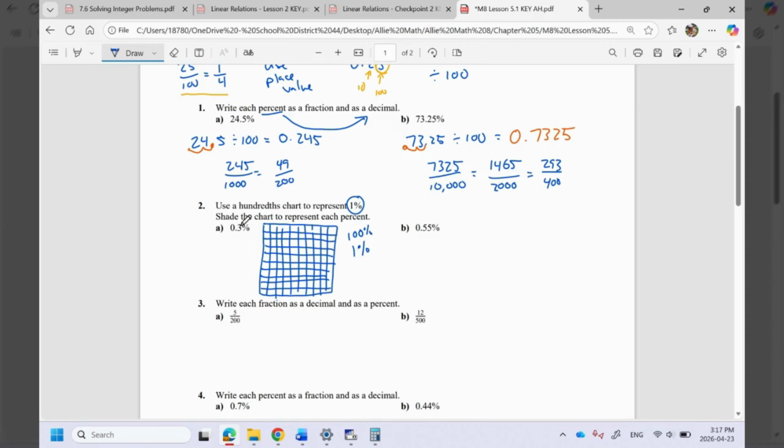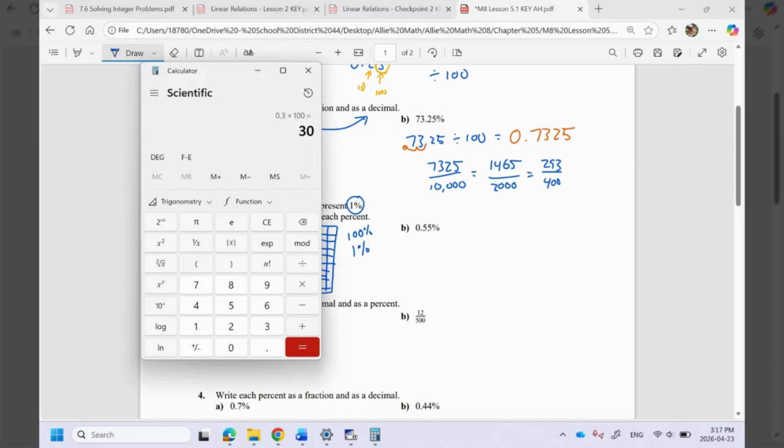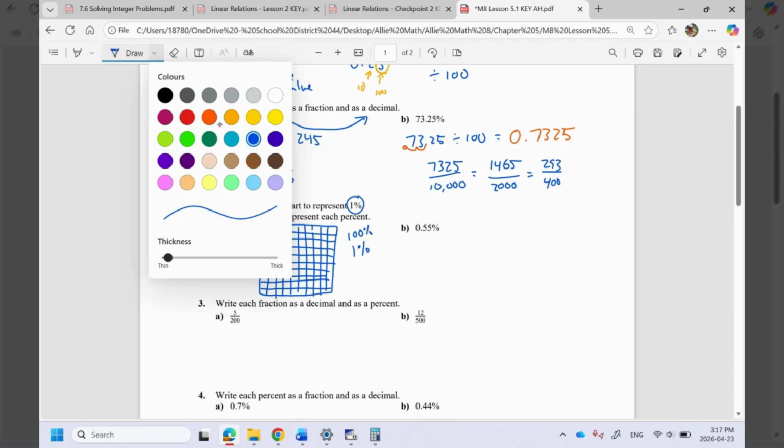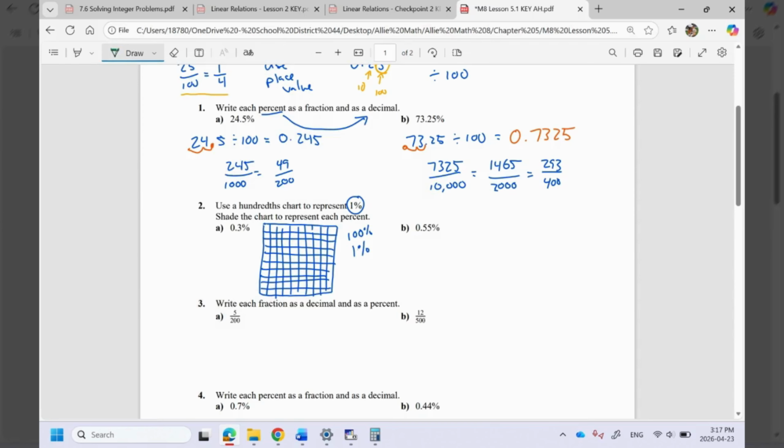And so 0.3 out of 100% is a very, very small percentage, but out of 1%, it's actually quite a bit of it. If we did 0.3 divided by 1, that's 30% of the whole. If you added 3 of these together, you're almost at the whole 1%. So this is going to cover quite a bit of this.